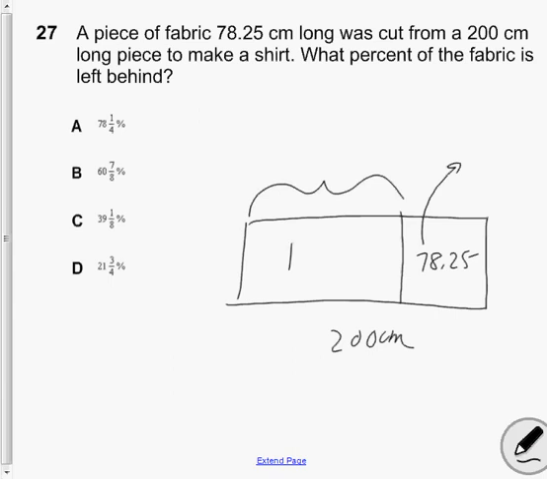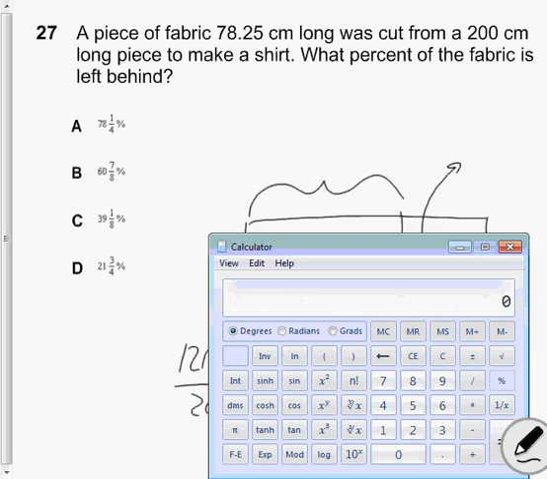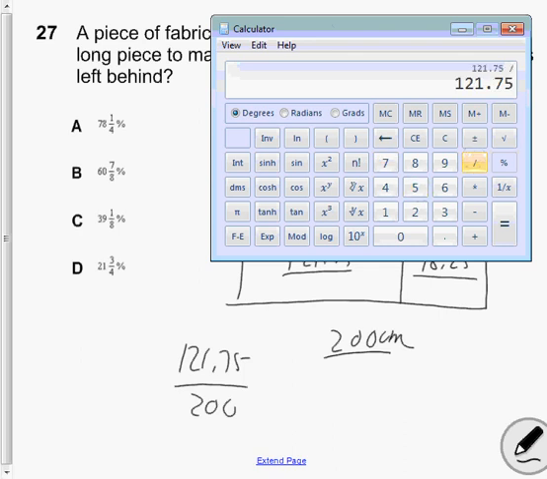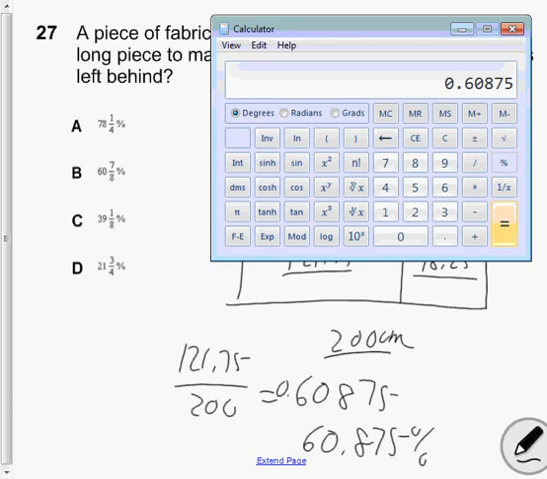The first thing I have to do is subtract them, and I figure out that this is 121.75, because this plus this has to equal my 200. So 121.75 out of the 200 centimeter piece was the fraction left behind. 121.75 divided by 200, we'll change it into a decimal, which is 0.60875, which means it's 60.875%. Looking at the choices, the only one that must be that is this one. I'll double check to see if 7/8 is 87.5%. So see what 7/8 is as a decimal, and it is this, which means my answer is B.